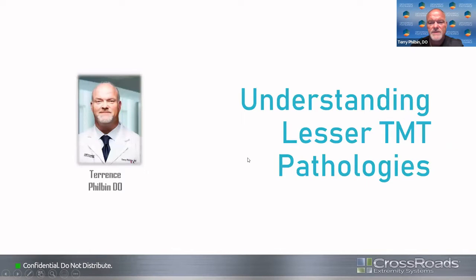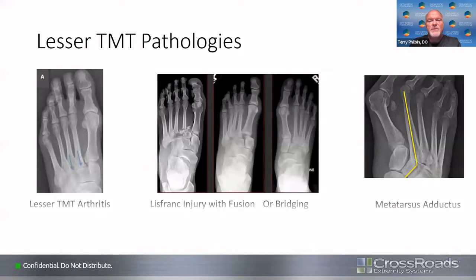There we go. So we're going to focus tonight on lesser TMT pathologies. It's interesting when we look in the midfoot, obviously you have 5 TMTs, and the lesser metatarsal TMTs make up the 2nd, 3rd, 4th, and 5th.